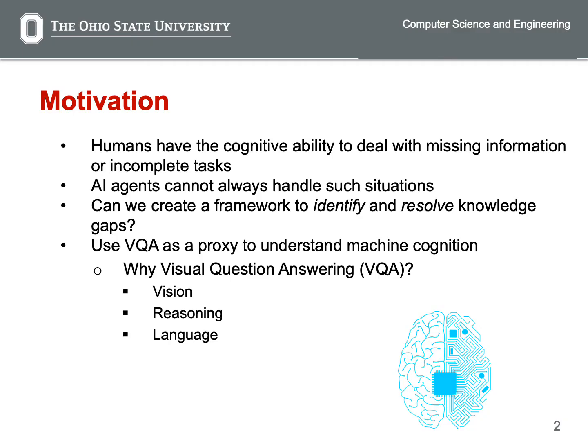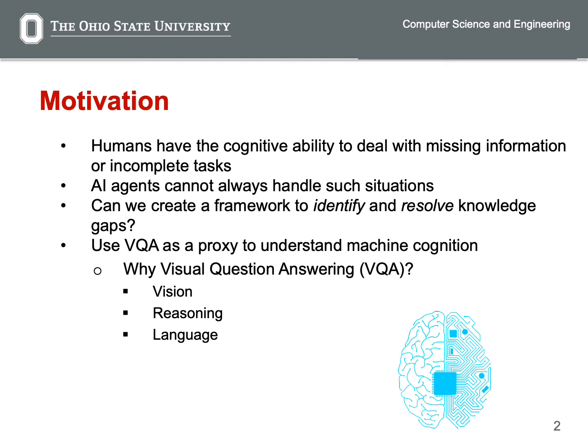Humans have the cognitive ability to deal with missing information or incomplete tasks. We are able to identify such situations and can navigate our environment to resolve gaps in our knowledge. For example, if we encounter an unknown word, we know to look this word up in a dictionary and understand its meaning. However, AI agents are not always able to handle such gaps in their knowledge. Therefore, we aim to create a framework in which AI agents can identify and resolve their knowledge gaps.